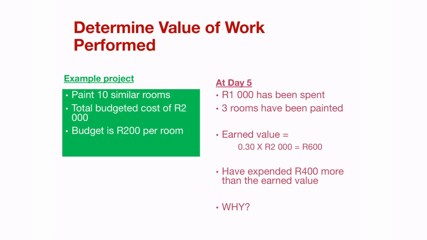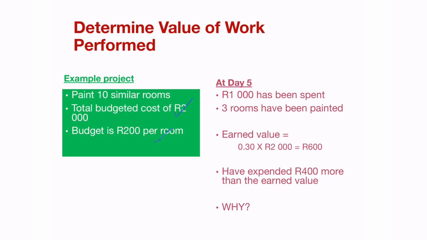You must understand the value of the work that is performed. For example, if we look at a very basic example, paint 10 similar rooms, you've got a budgeted cost of 2,000 Rand per room. So a very basic project. You know exactly what needs to be done. You have the cost for it, and you've broken down your cost to a per room budget.